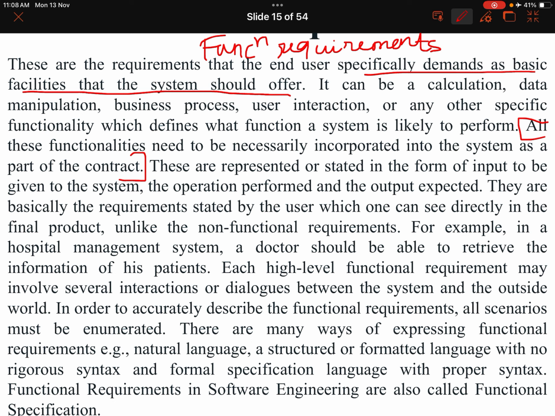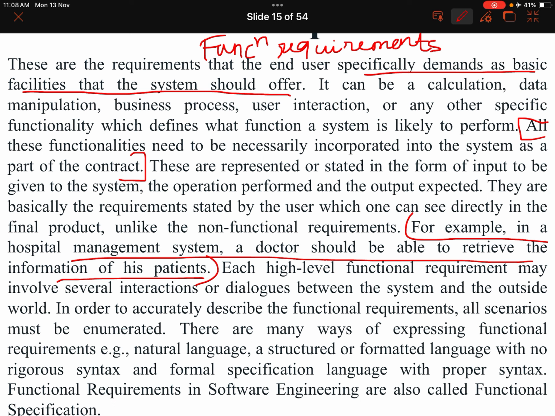For example, in a hospital management system, a doctor should be able to retrieve the information of the patient. This basic need in the hospital management system is called a functional requirement.